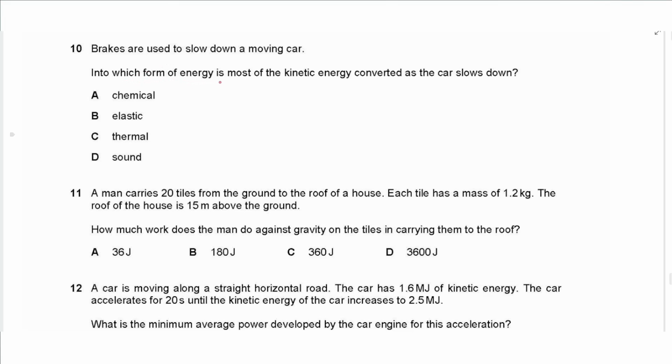Question 10 says, brakes are used to slow down a moving car. Into which form of energy is most of the kinetic energy converted as the car slows down? So the brakes use friction, so friction causes heating effect, so thermal energy. So the answer is C.